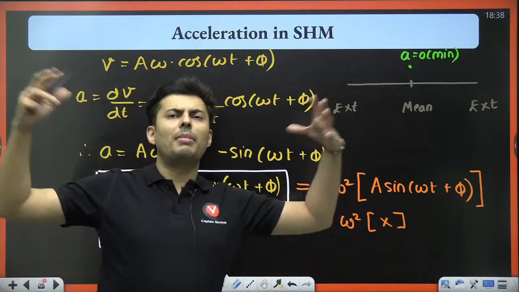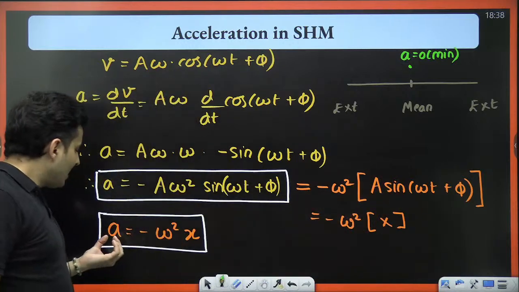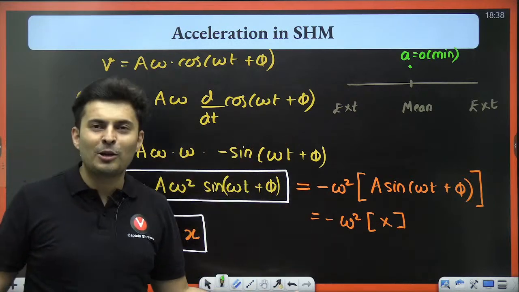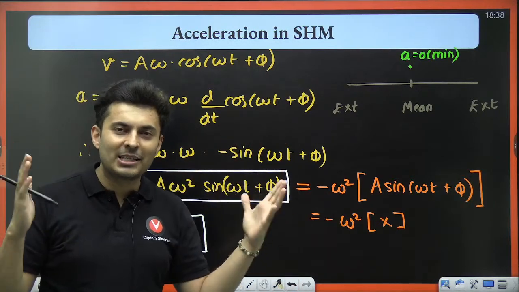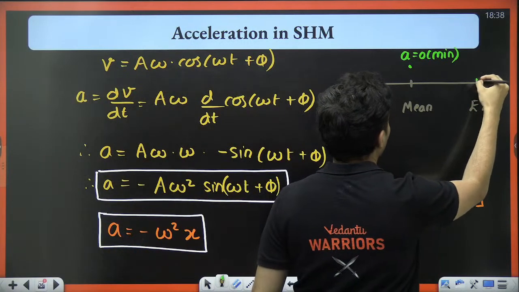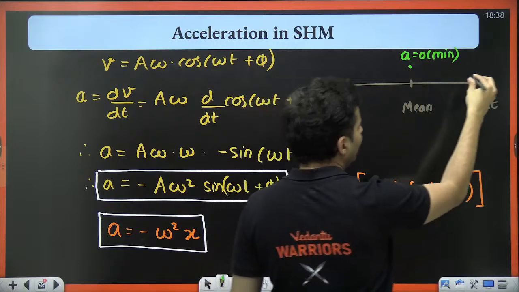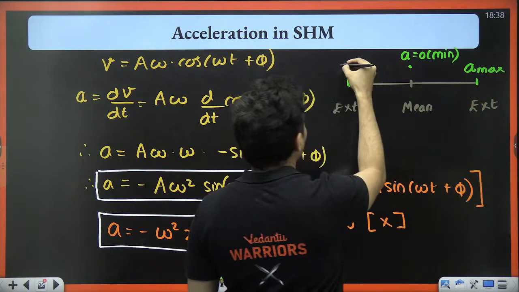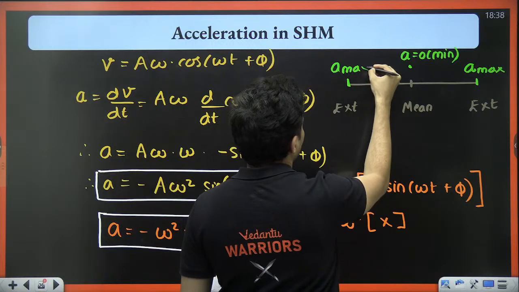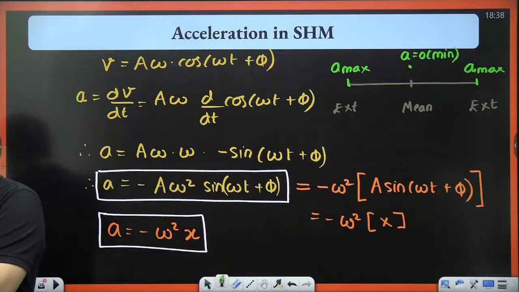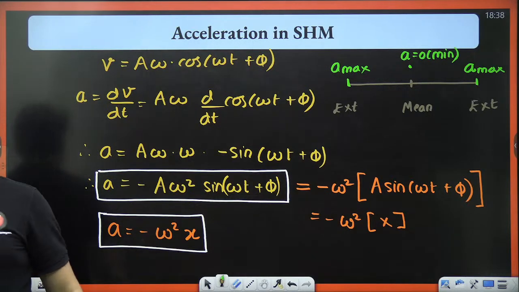Where do you think it is maximum? When acceleration is maximum, x is maximum. What's the max value of x? The maximum x value can be A, which is the amplitude. It can't go beyond that. So the value of x can be maximum A or minus A. So here A is basically maximum. Everybody with me? Understood? Clear? Perfect? Awesome.